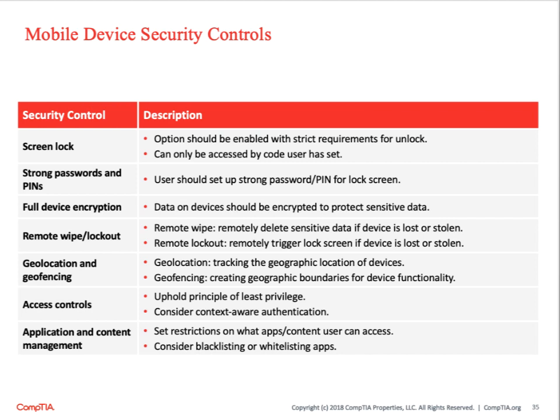Then we have application and content management. We can set restrictions on what applications and content a user might be able to access on their device. So depending on what we need, we could set a whitelist of applications on the device that we deem safe and block all other applications. Or we can have a blacklist of apps that we decide are off limits to our employees.